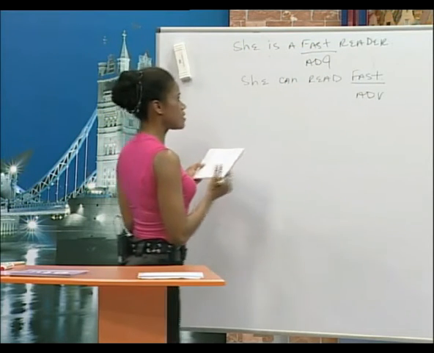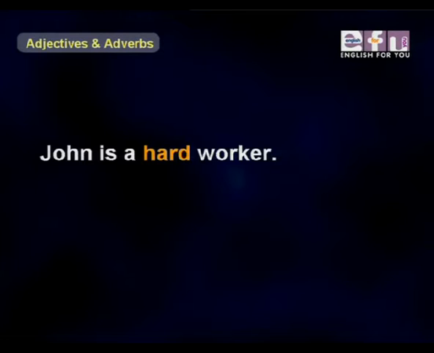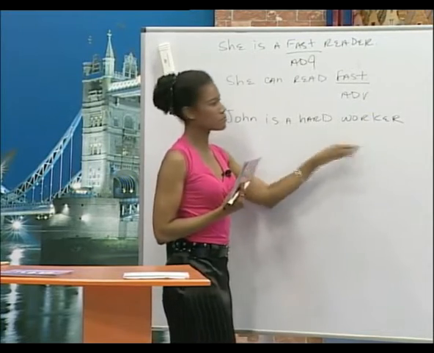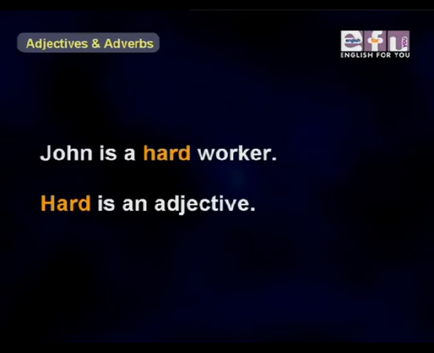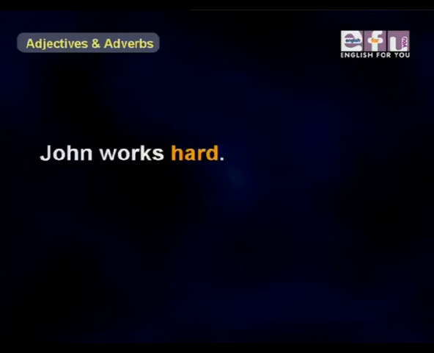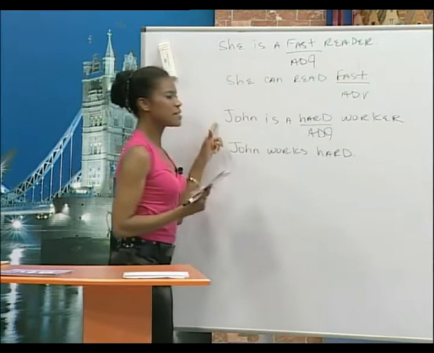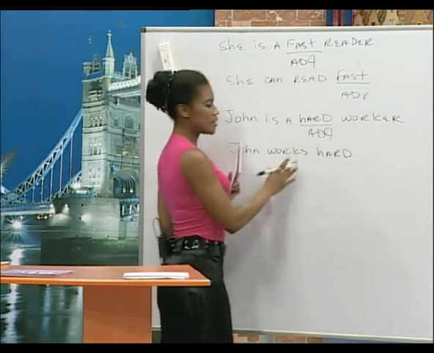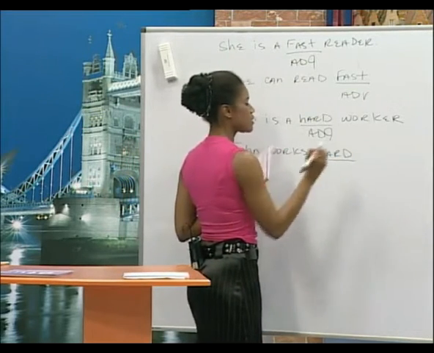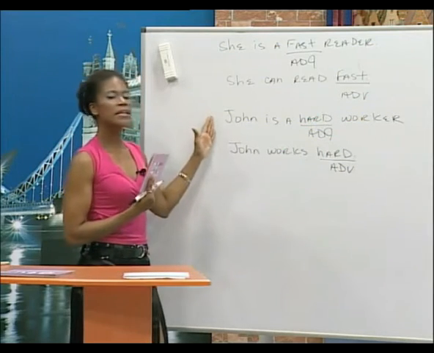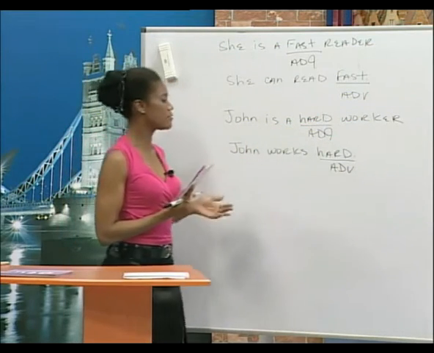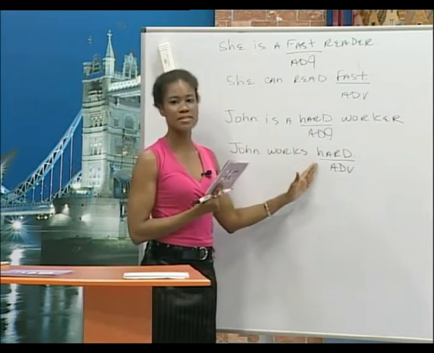adverb. Next example. John is a hard worker. In this sentence, worker is a noun, and hard is telling us about the worker. So in this sentence, hard is an adjective. But we can say, John works hard. Again, the sentences are saying the same thing. But in the second sentence, hard describes how John works, which is a verb. So in this sentence, hard is an adverb. So let's review. John is a hard worker, hard as an adjective. John works hard, hard as an adverb.